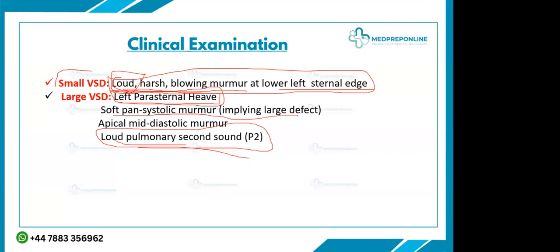Whenever there is a left parasternal heave on the cardiac (precordial) examination, it means that there is right ventricular hypertrophy. It is called left because it is on the left parasternal border. That's why it's called left parasternal heave. It means the defect is very large, causing very high pressure from the left to the right ventricle. The right ventricle has to respond to that much pressure and that much pooling of blood, so it undergoes hypertrophy. So you will see the left parasternal heave, a soft pansystolic murmur at the left lower sternal border, along with a loud pulmonary second sound. These are the main findings which you need to remember.